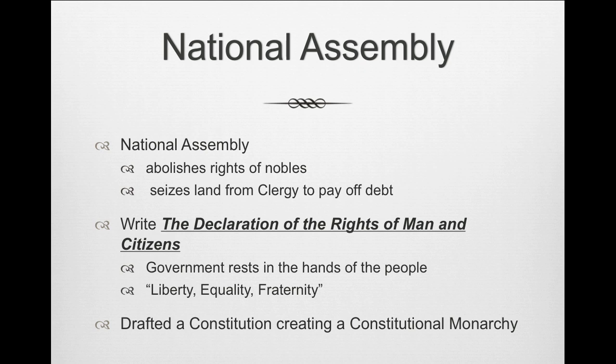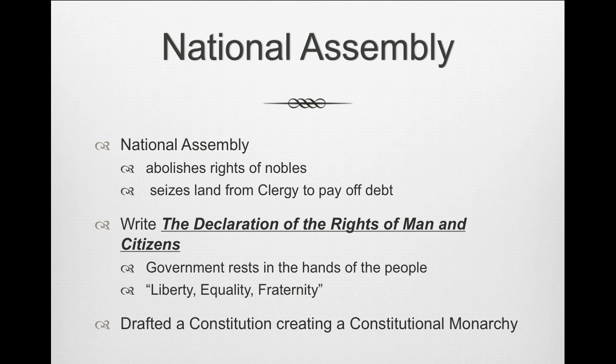Something else that they do that's extremely important is write the Declaration of the Rights of Man and Citizens. And this is kind of like the version of the Declaration of Independence. And it says that the government is going to rest in the hands of the people, or by the consent of the governed. It's going to live by the principles of liberty, equality, and fraternity. And so the Declaration of the Rights of Man and Citizens is going to be that document that declares to the French people that they now have rights and they now have liberty.